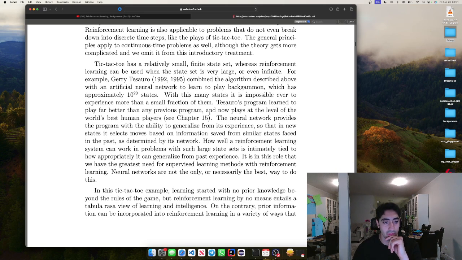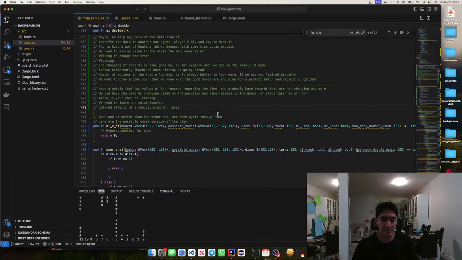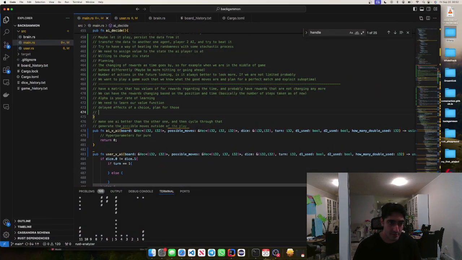The neural network provides the program with the ability to generalize from its experience. Such a cliche, but let's just write it.